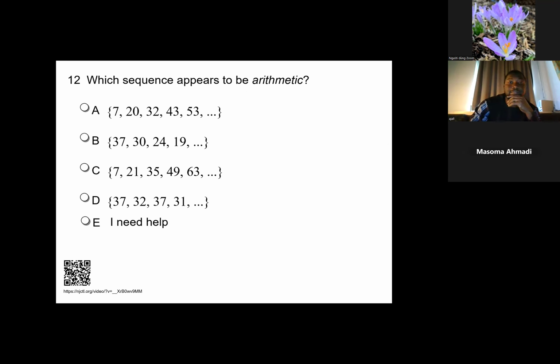Can you write which sequence appears to be arithmetic? Which one is an arithmetic progression? Which one is a linear sequence? How do you recognize that? What tells you? Always remember the first term and the common difference. There must be a common difference. Write in the chat which of the following sequences is arithmetic.